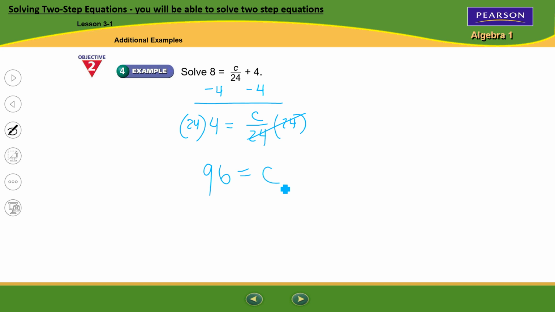And I can check it. 8 equals 96 over 24 plus 4. If my math is right, that's 4 plus 4, and that works.